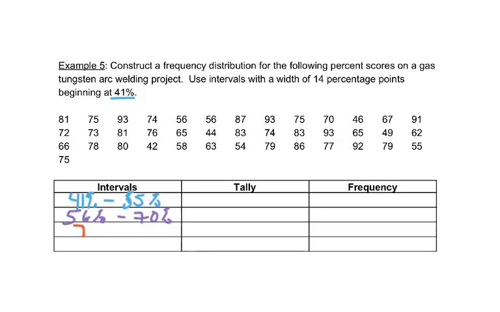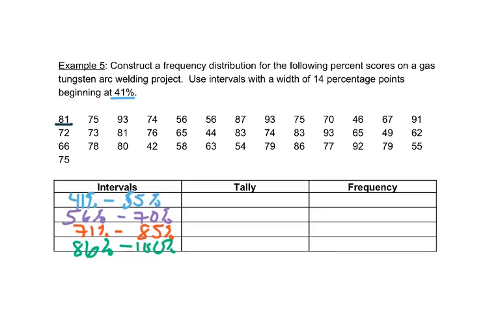Next line, we'll start at the next number. We'll get 71%. We'll add 14 to that and get 85%. And then we'll start with the next number, 86%. If we add 14 to that, we get 100%. So the idea is that we just go through the numbers and write tallies beside where it ends up.